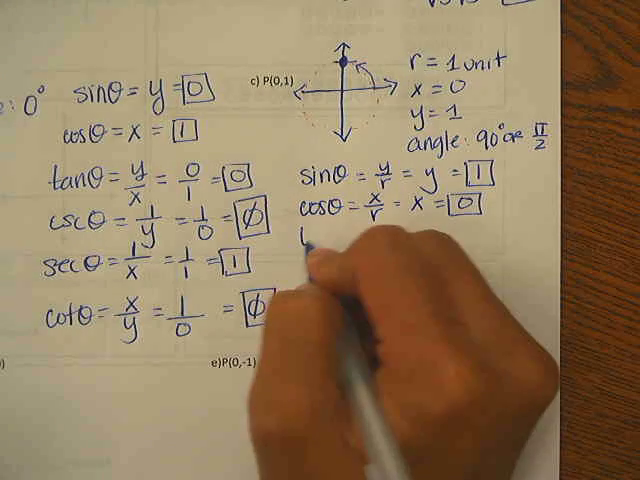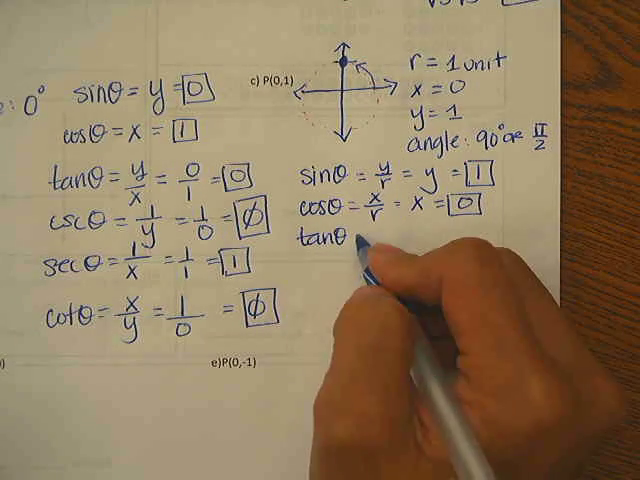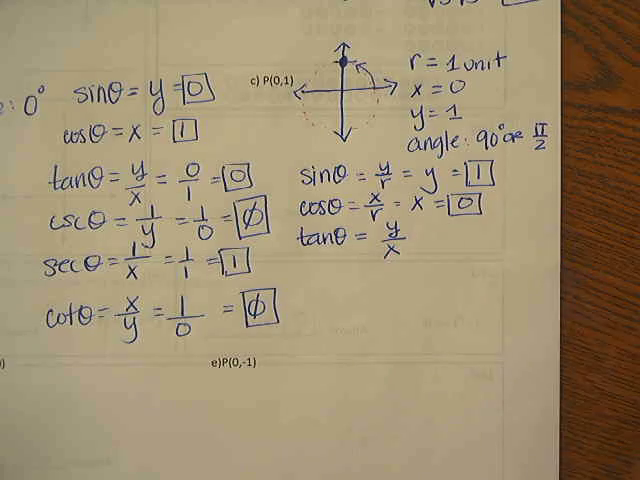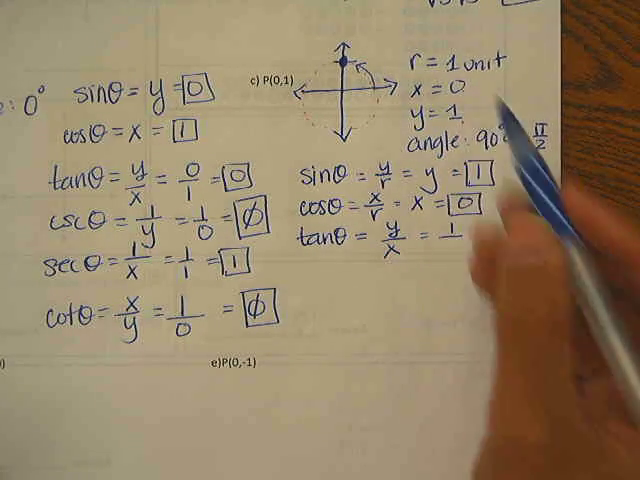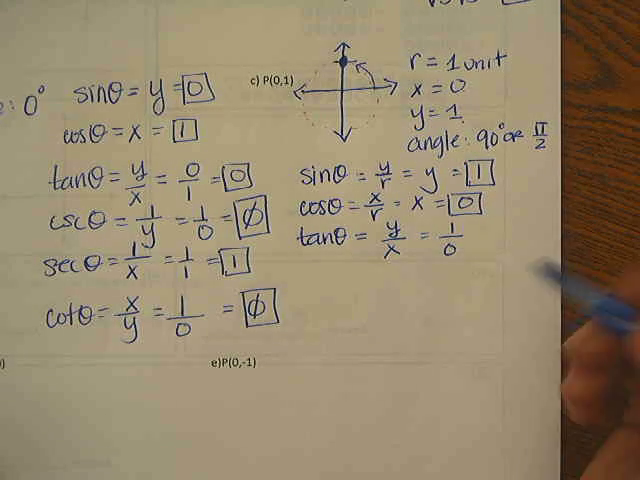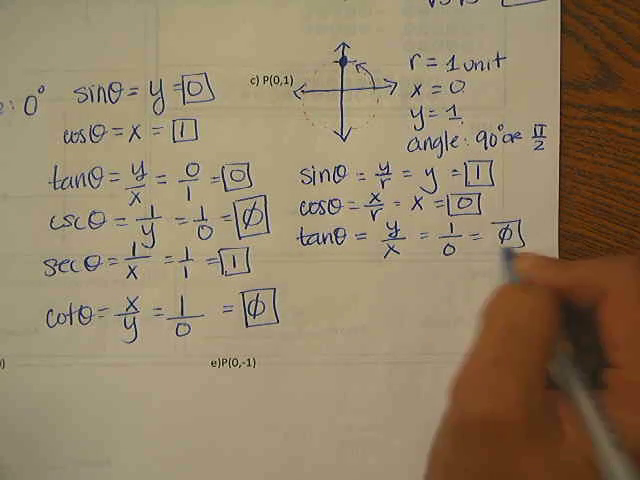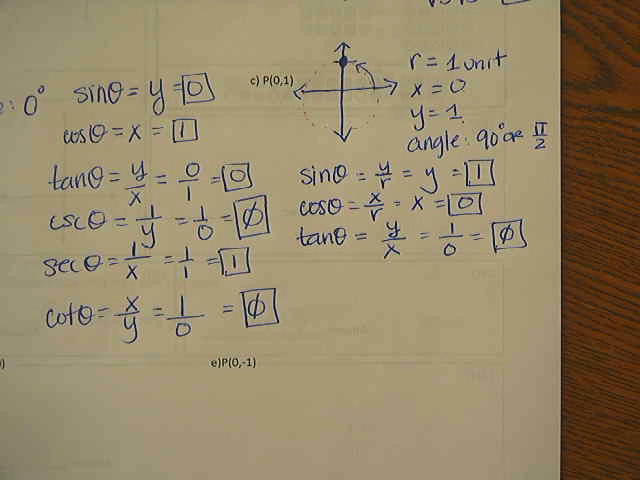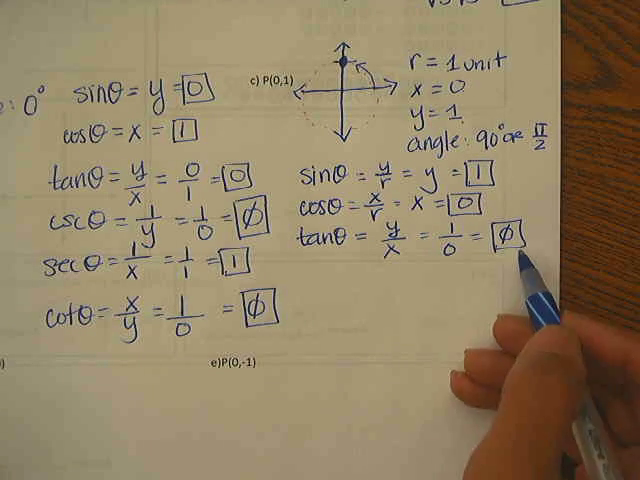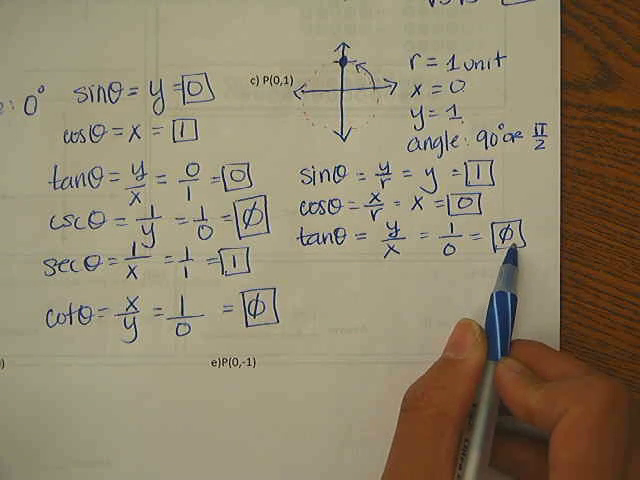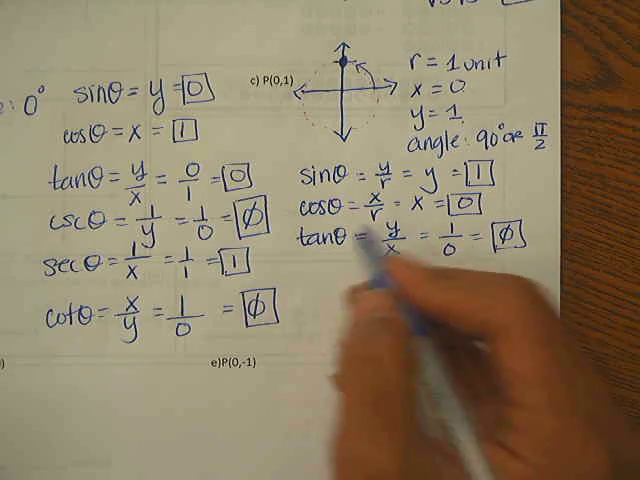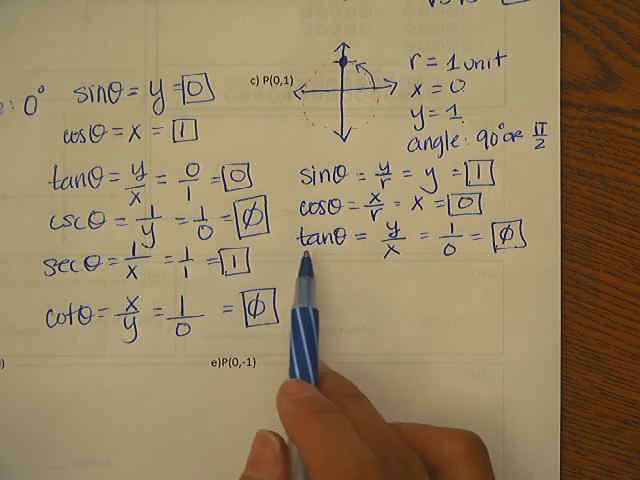Then we're going to continue with tangent of theta. Tangent of theta is going to be y divided by x. Y is going to be 1. X is going to be 0. Well, 1 divided by 0 is undefined. And later, we're going to see what makes it undefined, or what it looks like as an undefined location. So when the input is 90 degrees, the output for tangent is not possible. It does not exist.